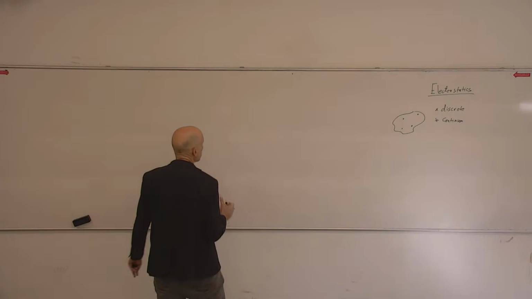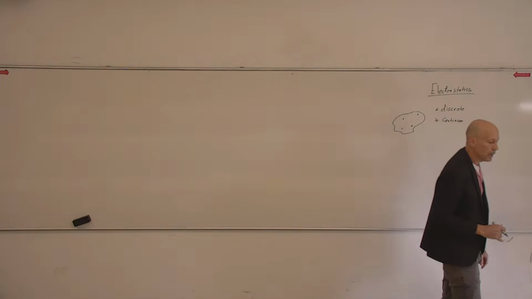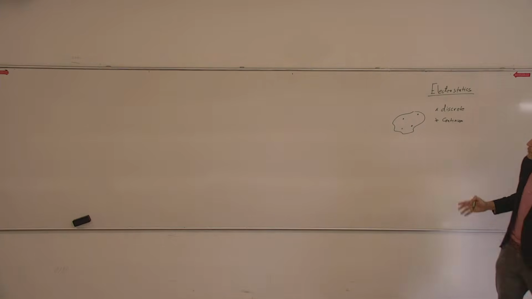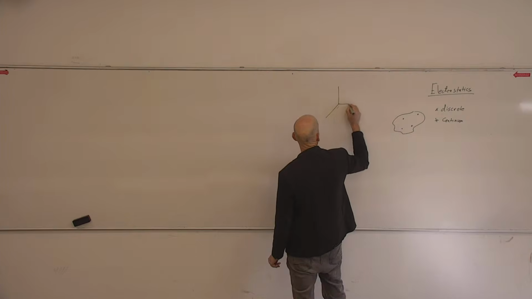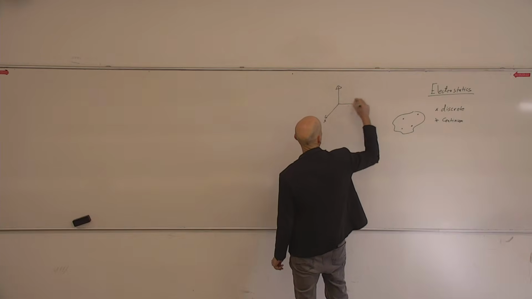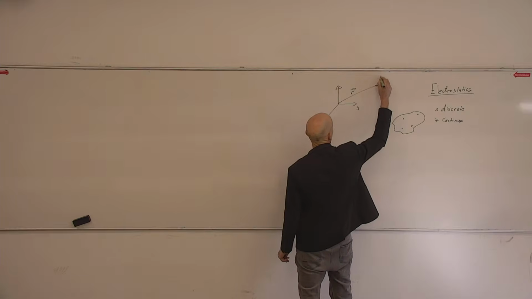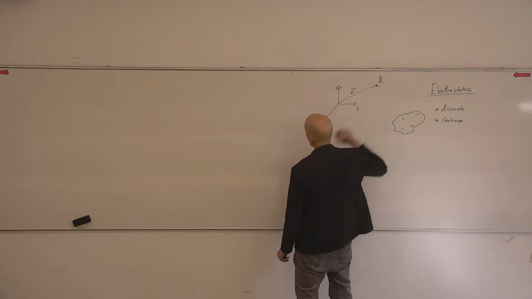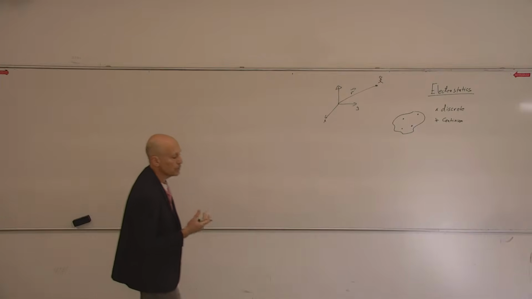So the question is very simple. Given these fixed in space charges, what is the electric field? And for that you define some reference frame, and you define some point R where you have some observer, and this observer is asking what is the electric field in this place.